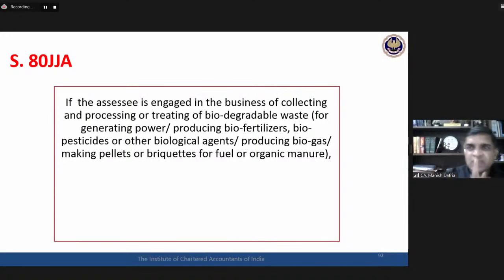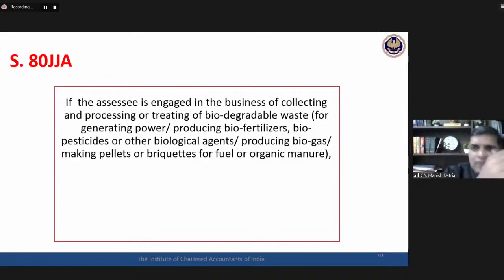Before this, we have one more query related to 80IAC. This is from Muthulakshmi from Madurai. In the case of 80IAC, is the turnover limit of 100 crore applicable to the whole 10-year period available for exemption? See, this 100 crore turnover, we will see with reference to the previous year in which I am claiming the deduction. In the year in which I am claiming the deduction, if my turnover is more than 100 crore, then I cannot claim that particular deduction.